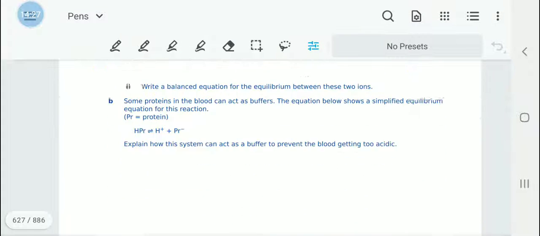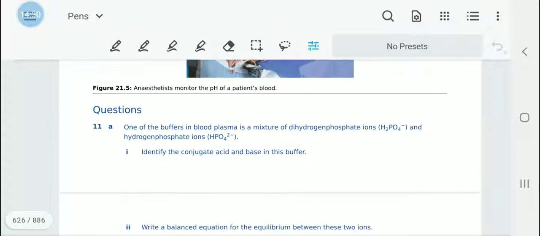Please do question number 11 if you have understood. If you have not, please raise questions.